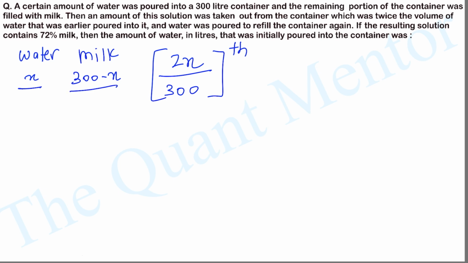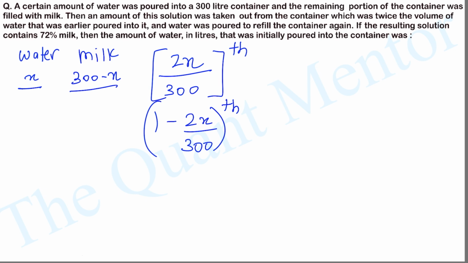So what remains? What fraction of water and milk will remain? 1 minus 2x upon 300, right? So after we remove 2x upon 300th fraction of the mixture, 1 minus 2x upon 300th fraction remains. So the fraction of water and milk remaining is 1 minus 2x upon 300.